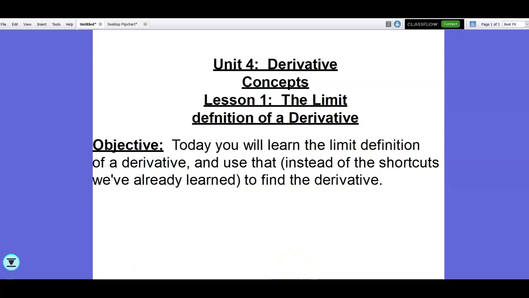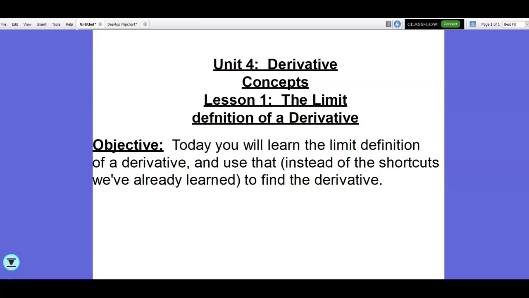And it's called the limit definition of a derivative. So really all I've done so far with derivatives with you guys is I've just told you ways to get the answers, but not really why those ways work. And that's what the beginning of Unit 4 is going to be all about, is why those little shortcuts work.